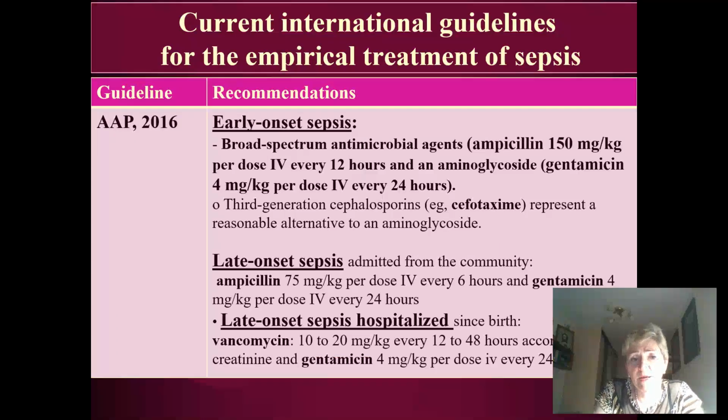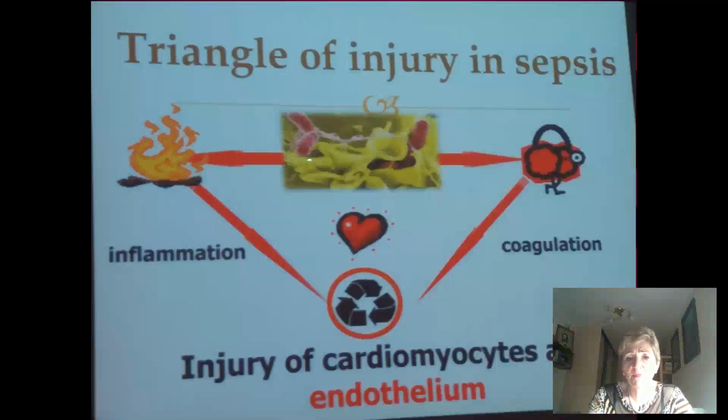Next, according to the American Academy of Pediatrics, for early onset sepsis, broad spectrum antibiotics such as ampicillin, but at a higher dosage, and an aminoglycoside, gentamicin, are recommended. For late onset sepsis, ampicillin with gentamicin is recommended, or when late onset sepsis is hospital-acquired, vancomycin and gentamicin are recommended.